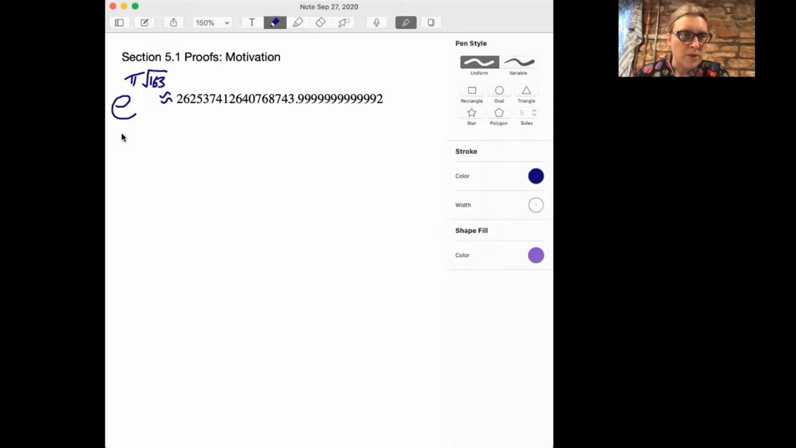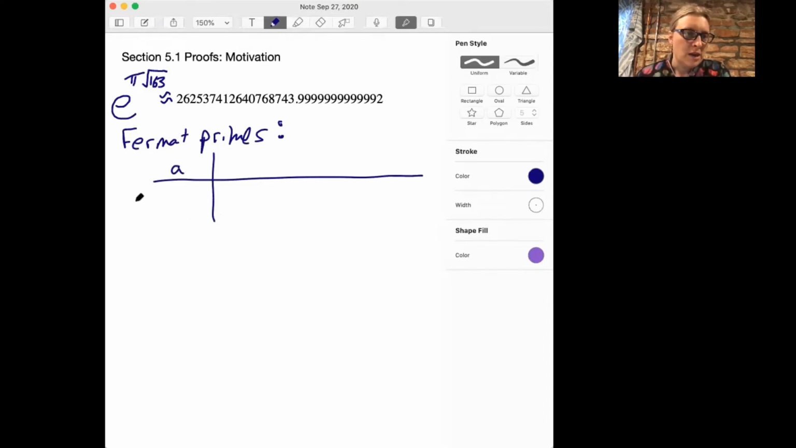So let's look at another example from history. This is the topic of what are called Fermat primes. So Fermat was a famous mathematician from the 1600s in France, and he looked at numbers. Let's call them F_a. He picked a number a, and then he looked at a number F_a, which is of the form 2 raised to the power 2 to the a, plus 1.